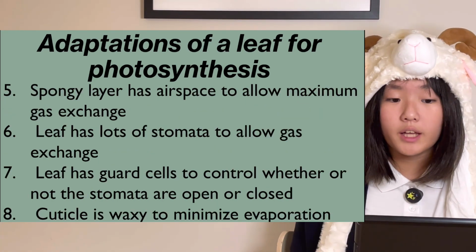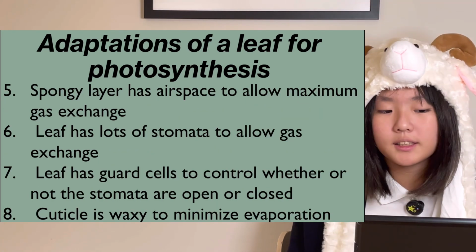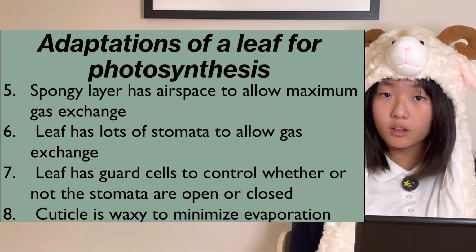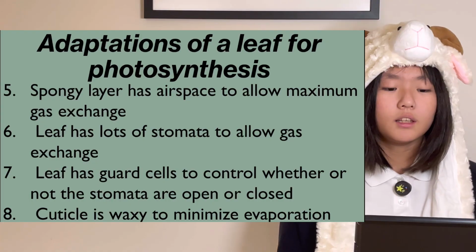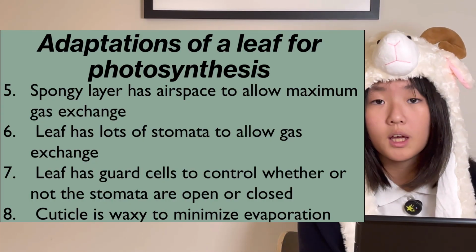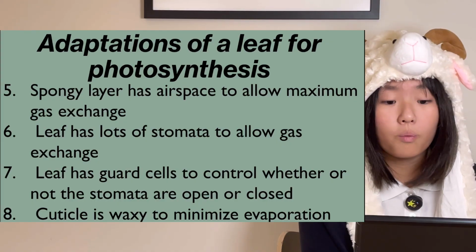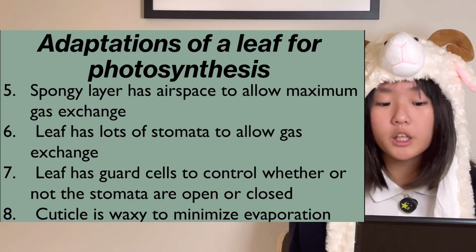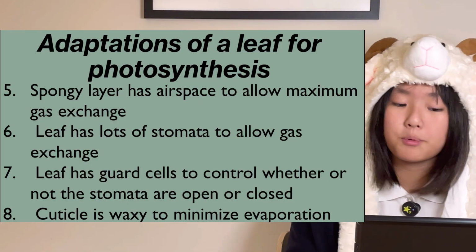The spongy layer has airspace to allow maximum gas exchange. The leaf has lots and lots of stomata to allow lots of gas exchange. The leaf has guard cells to control whether or not the stomata are open or closed, because you don't want the stoma to always be closed or always open. The cuticle is waxy to minimize evaporation.